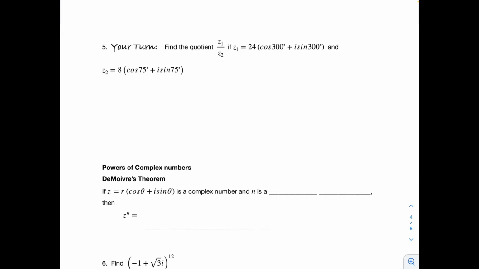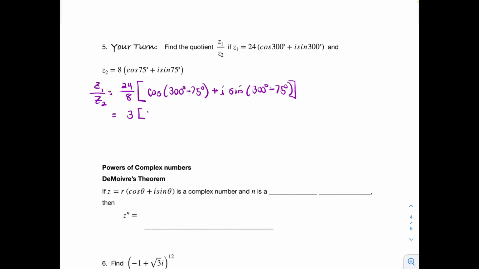This time I did with degrees. We can use radians or degrees in these angles. Okay, so we divide our radii, so that'd be 24 divided by 8 times cosine of 300 minus 75 degrees plus i times sine of 300 minus 75 degrees. All right, 24 divided by 8 is 3. 300 minus 75 is 225.